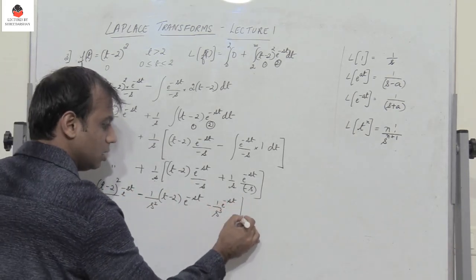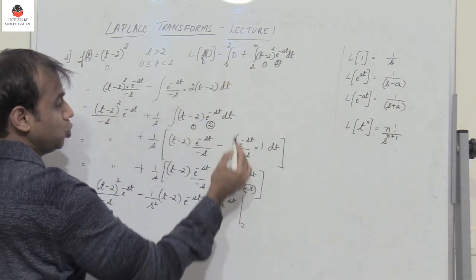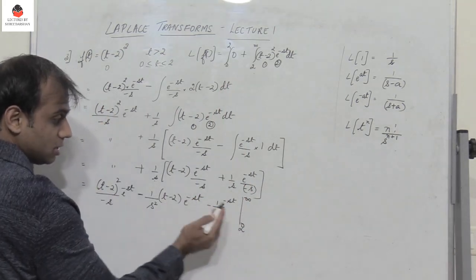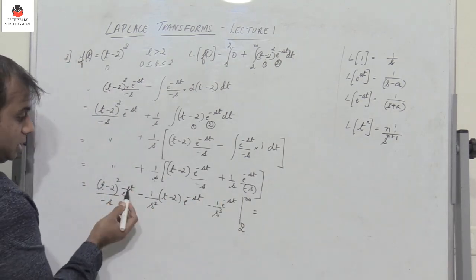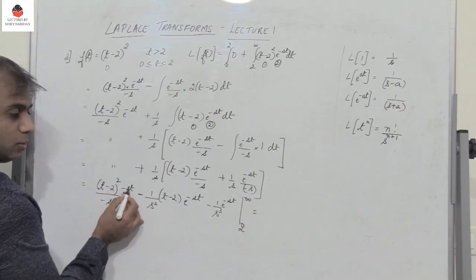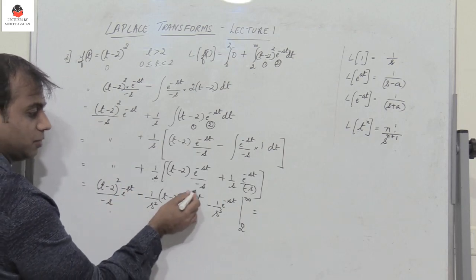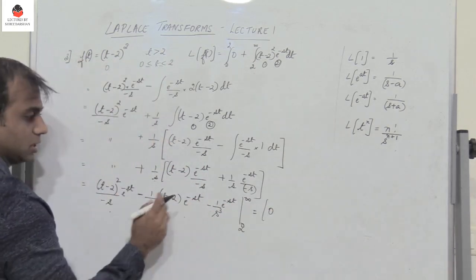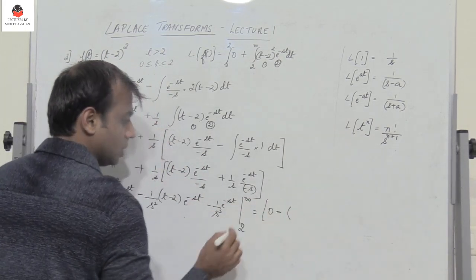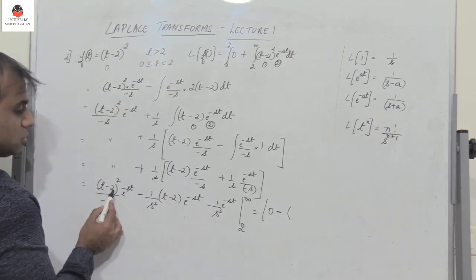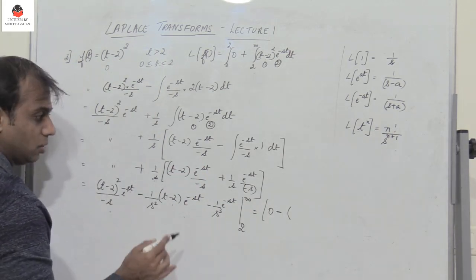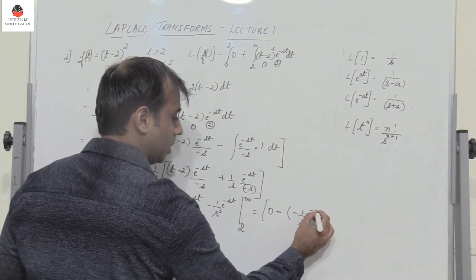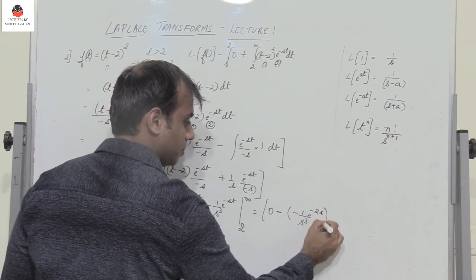So with t varying between 2 and infinity, let us substitute t equal to infinity first. You have e power minus infinity, which is 0. Here again you have e power minus infinity, which is 0, so you get 0 for all three terms. Minus, I am putting t equal to 2, so 2 minus 2 is 0, 2 minus 2 is again 0, so you get minus 1 by s cube, e power minus 2s.